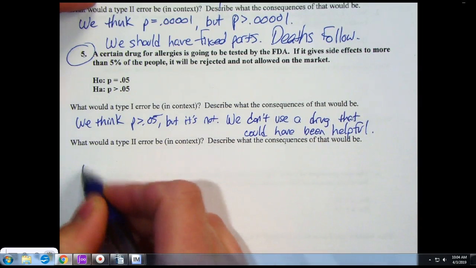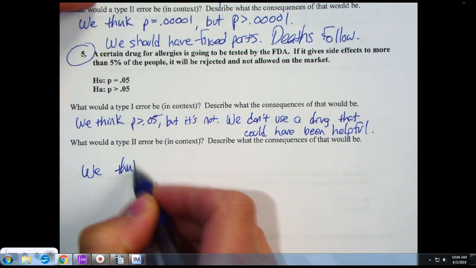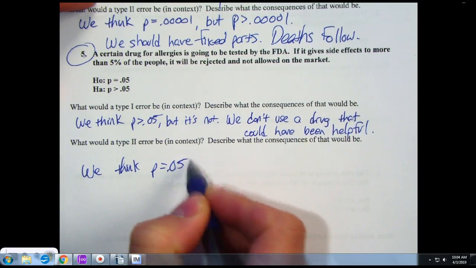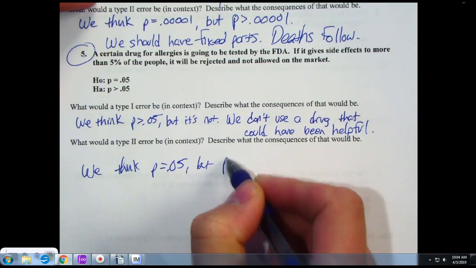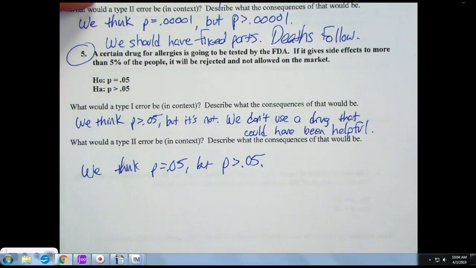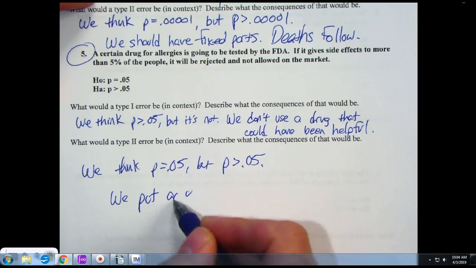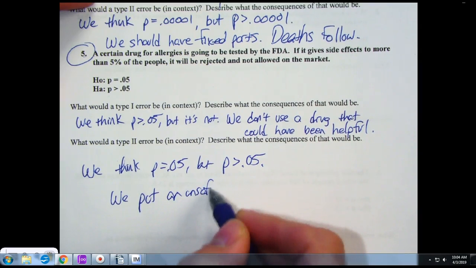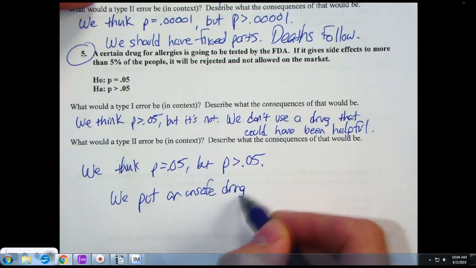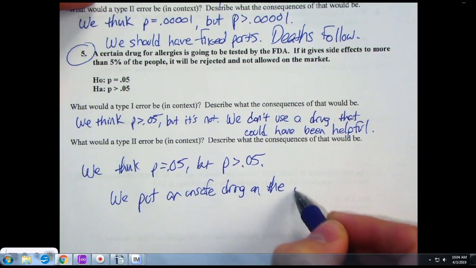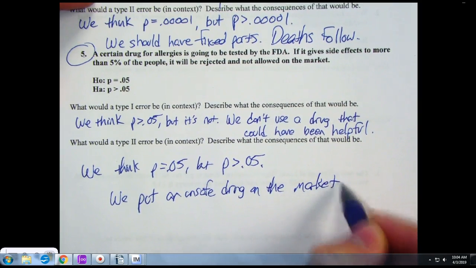And then type 2 would be the opposite, so we think P equals 0.05, but P is greater than 0.05. And that would be we put a bad or unsafe drug on the market. That's fine. Or nasty side effects or something.